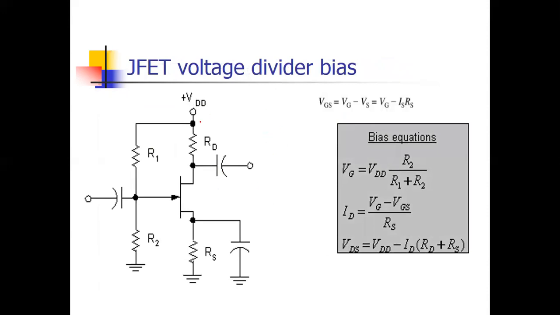Now the next type of biasing is JFET voltage divider bias. If you remember the circuit of BJT voltage divider bias, the circuit is exactly the same. Only the symbol is different here. In the last case, it was a BJT, now it is a FET. In BJT, there was base, emitter, collector. In FET, there is gate, drain, and source. And if you remember the concept, why it is called voltage divider bias, because we use the voltage divider rule here. That's why its name is voltage divider bias.